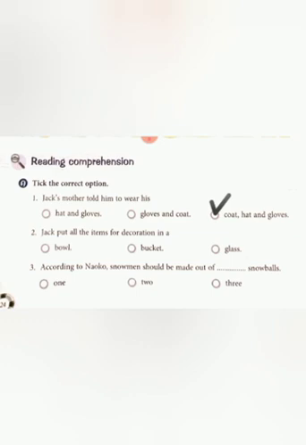Second one. Jack put all the items for decoration in a dash. Bowl, bucket, glass. Which is the right answer? Yes, it's bucket. Third one. According to Naoko, snowmen should be made out of dash snowballs. The options are 1, 2, 3. Which is the right answer? Yes, it's 2.